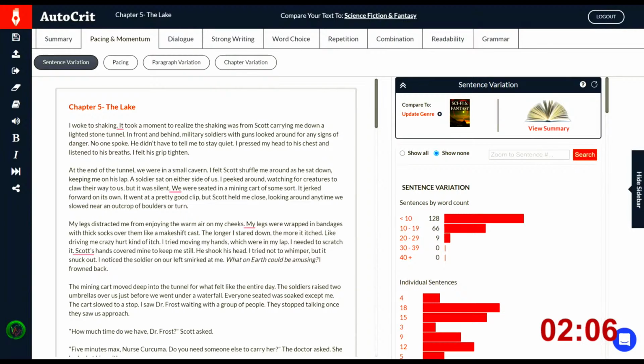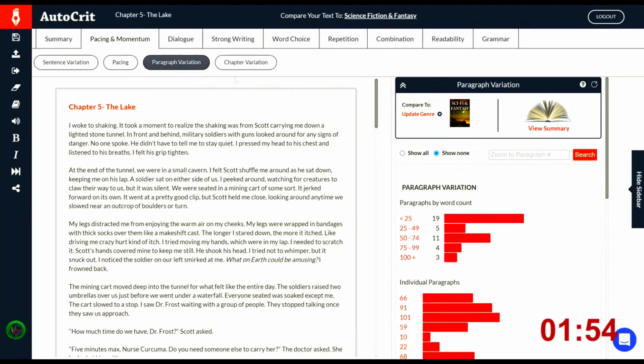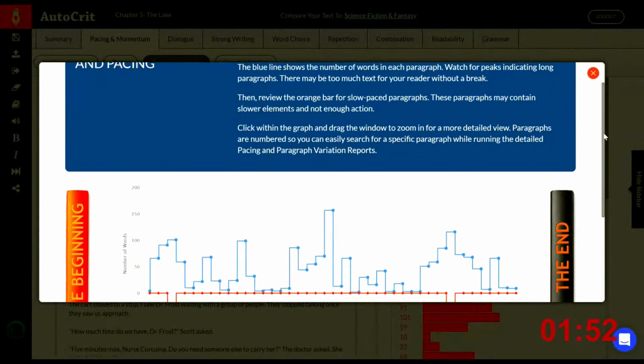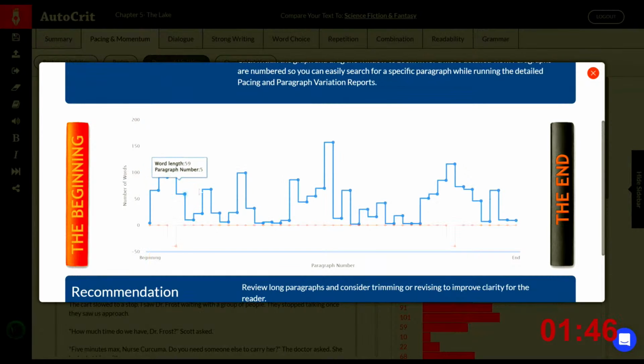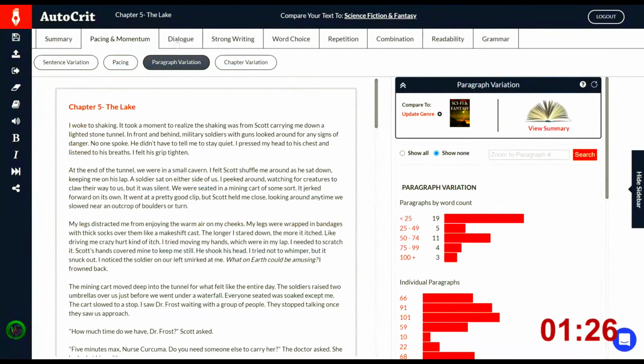Let's see what else. We looked at pacing. Let's look at our overall paragraph variation. Here's the paragraph variation. Paragraph number 4. So yeah, it looks like those spots that we were pointing out in the sentences are right along where we're having these issues, where you have these nice long sections. So those are going to be the paragraphs I want to work on. All right.